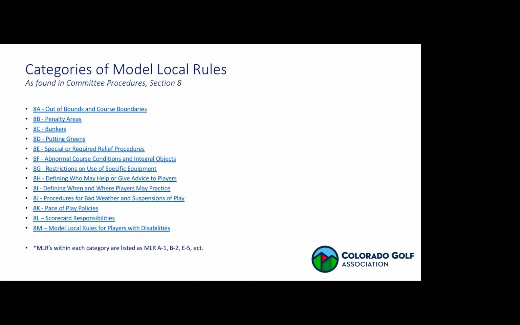Or you could use one from there and alter it to the way you need, maybe write your own that fits that situation. So if you're looking for something that fits a specific situation, check the model local rules section in the book, check one of these specific sections to see if it addresses what you're looking for and go from there. That's how we typically use this section of the book.